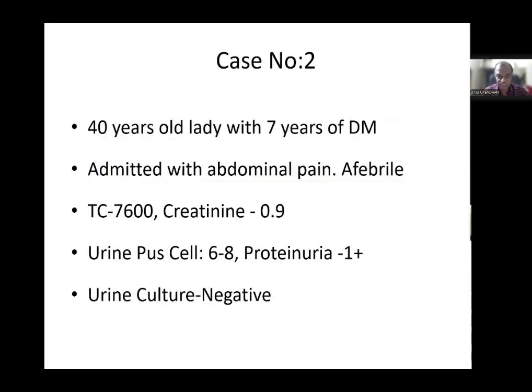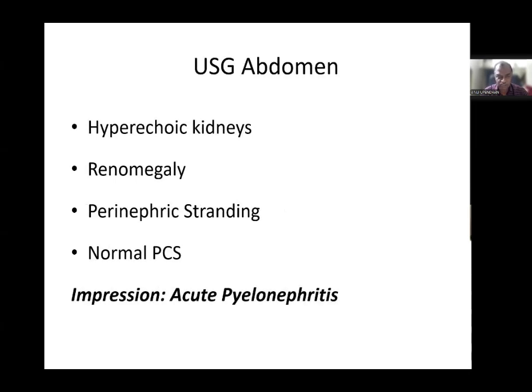So the second patient is a 40-year-old lady who has been a diabetic for 7 years. She was admitted with abdominal pain and she was afebrile. Her creatinine was 0.9. Total count was 7,600. There was no pyuria and urine culture was negative initially. And ultrasound showed hyperechoic kidney, renomegaly. There was perinephric stranding. The radiologist's impression was that it was acute pyelonephritis, and we had a call from the surgical side to take over this patient. So that was the situation.